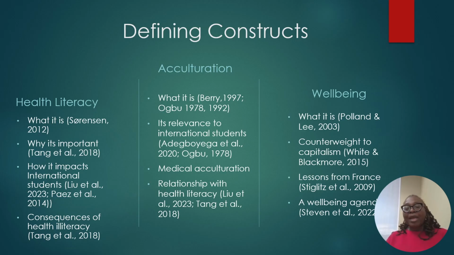Now, an important element of acculturation is medical acculturation, which essentially speaks to how well international students are able to acculturate themselves medically to the US systems. The United States health system has many layers and supporting structures. So how do international students navigate those? Finally, the purpose of those two constructs is to assess a third construct, which is their well-being.